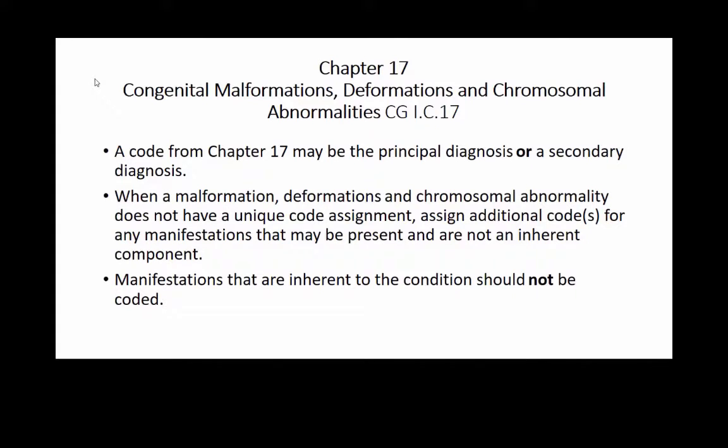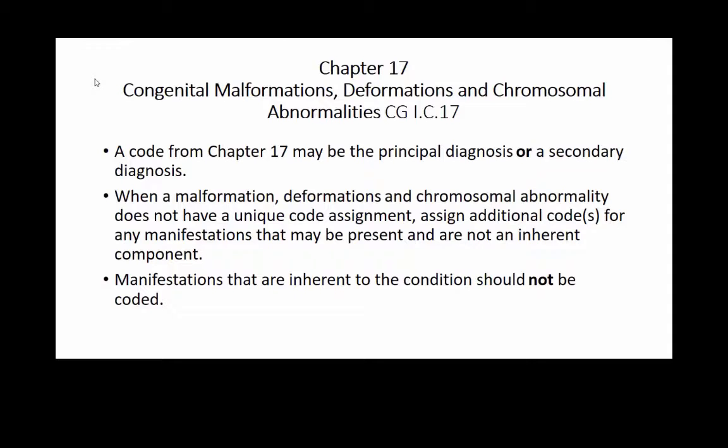Now let's talk about Chapter 17. These are the congenital malformations, deformations, and chromosomal abnormalities. Congenital always means born with. So a code from Chapter 17 can be the principal, or it can be a secondary. It depends on what is bringing the patient into the hospital.